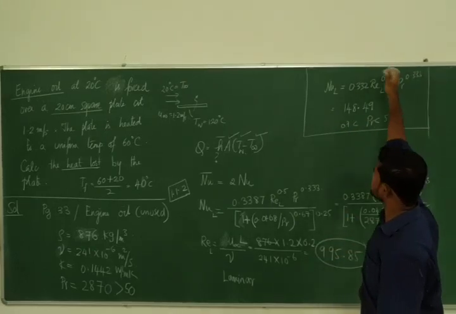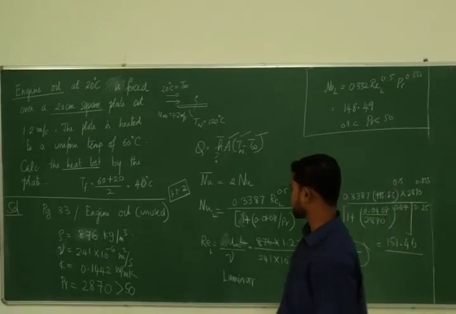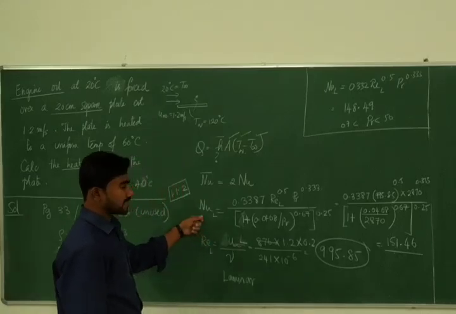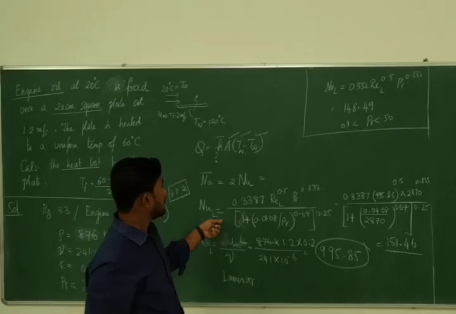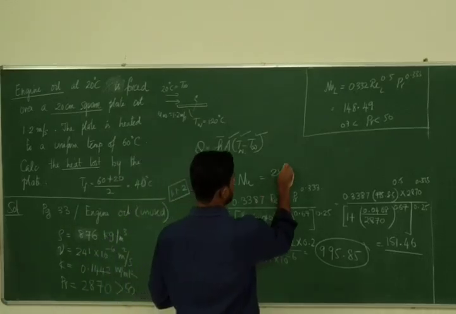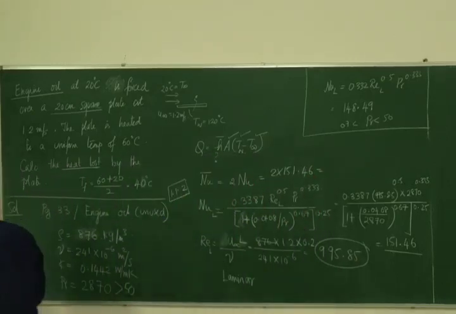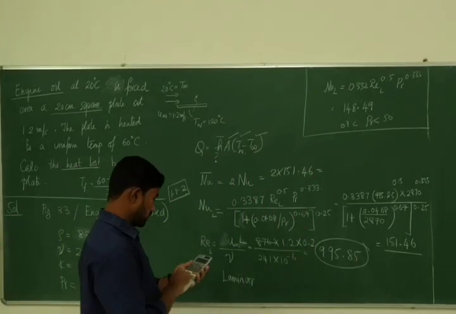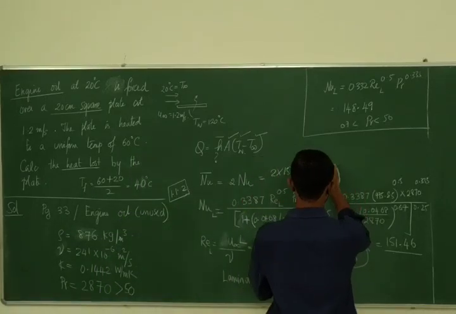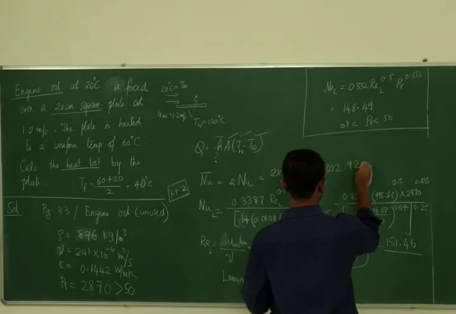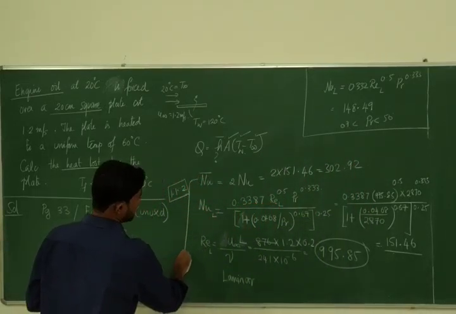Senget book uses this kind of thing because it's approximate. You get the approximate value of the answer. Okay, once you get the average Nusselt number, you get the local Nusselt number at L; the average is twice of that. 151.46 into 2 will be 302.92.